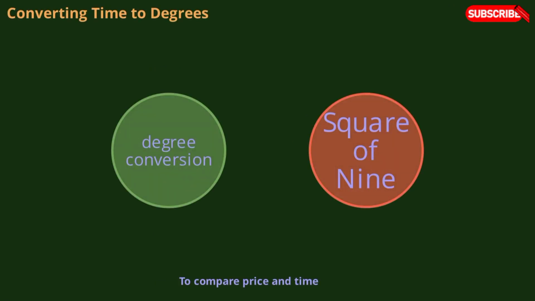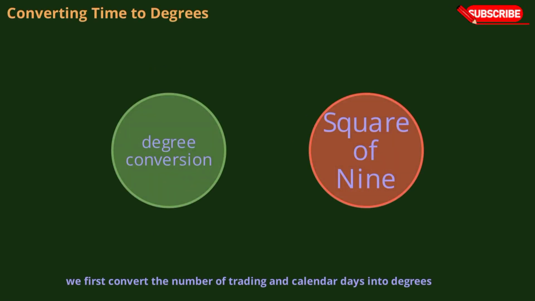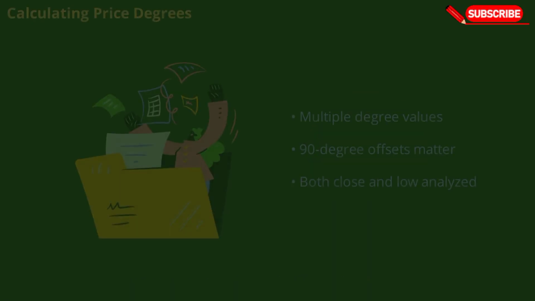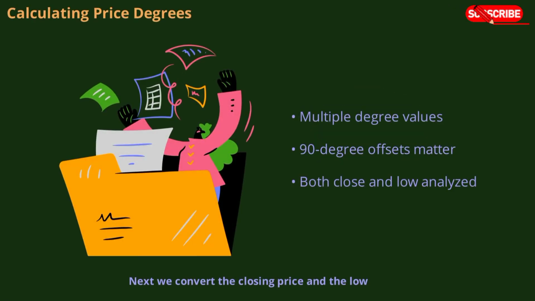Compare price and time. We first convert the number of trading and calendar days into degrees. Using a static degrees conversion table or an online Square of Nine calculator, 38 trading days equate to 165 degrees, while 58 calendar days correspond to 66 degrees. This conversion is crucial because it allows us to directly compare these time values with the price degrees, establishing whether a harmonic relationship exists.